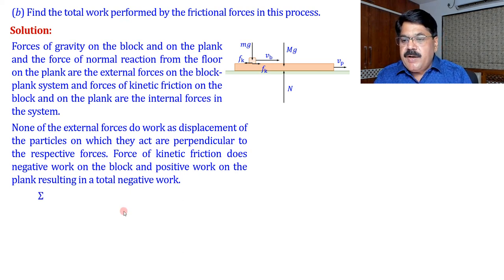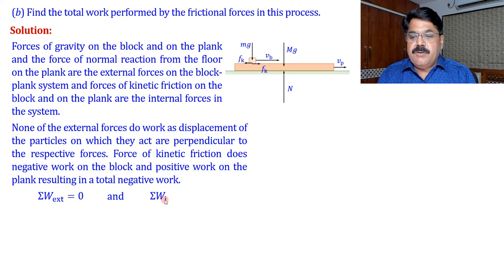So what we can take here, W external is equal to 0, and W internal summation total is what? Work done by frictional force, total work done by frictional force. Now we put these values in the work energy theorem, but before that, let us see the kinetic energies. The total kinetic energy final will be what?